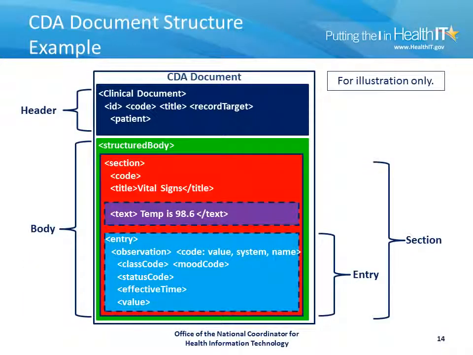The general structure of the CDA document is consistent between documents that contain structured content. It starts with a header, which sets the context for the document, and then has a body, which may be made up of multiple sections, with each section being made up of 0 or more entries.